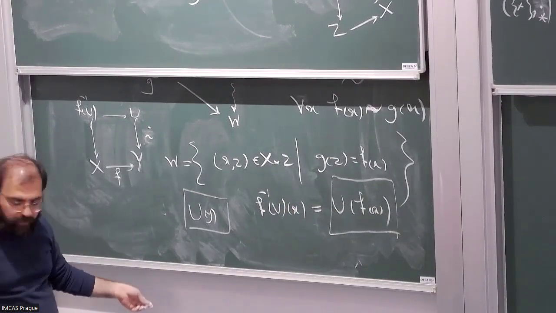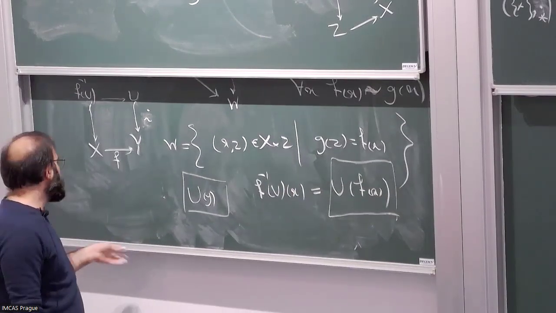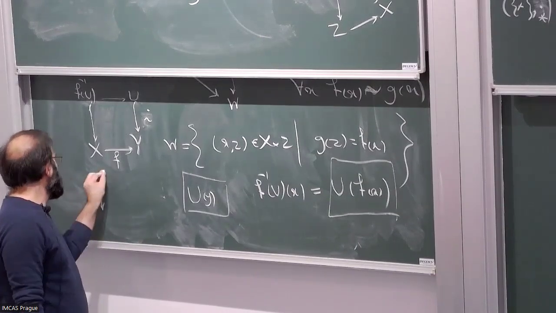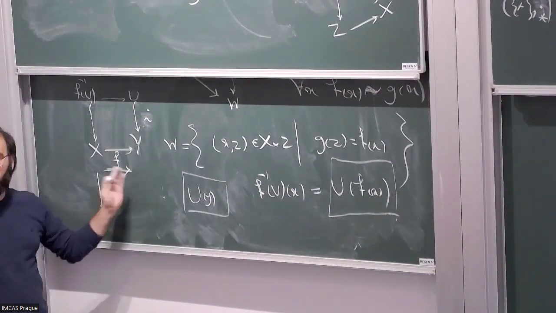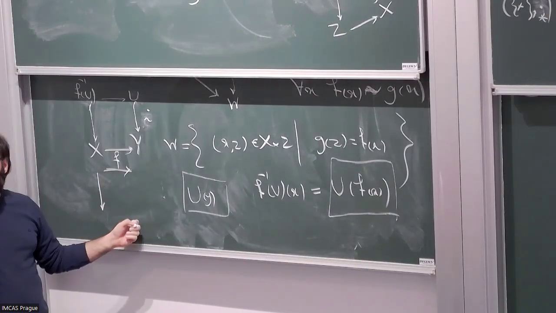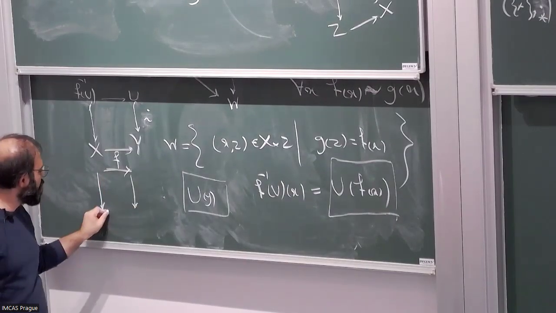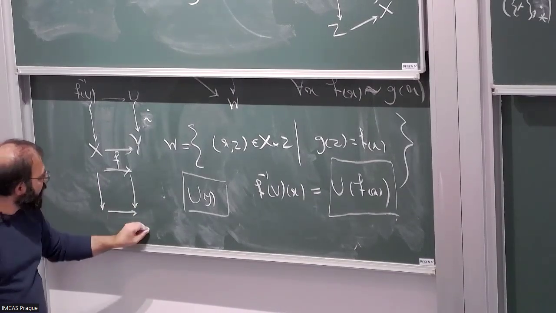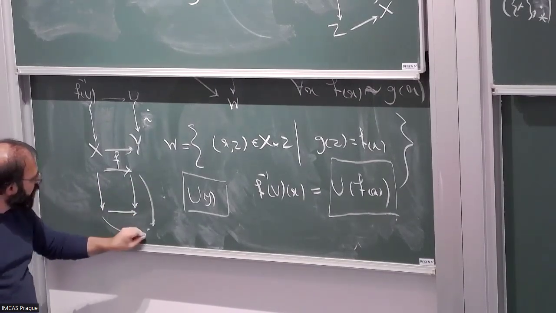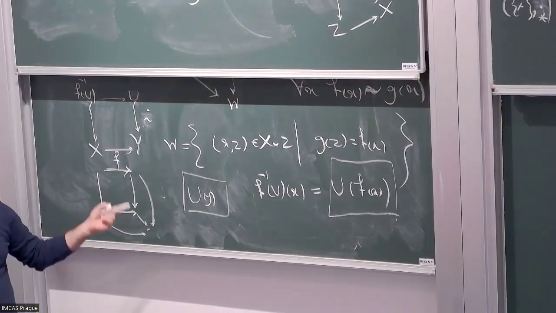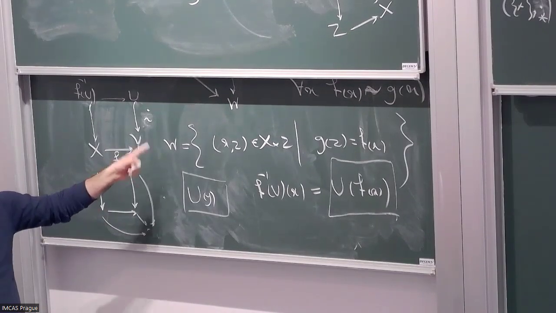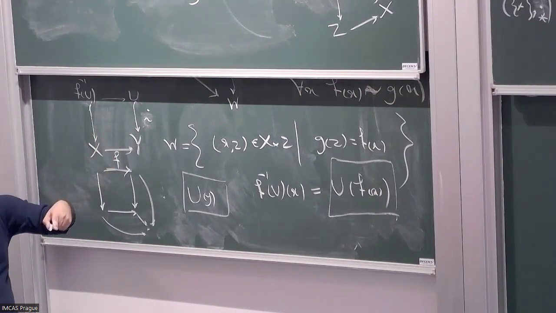There is the dual version. The dual version is that I have two maps like this, and I push out, I fill this corner in the least possible way, meaning that I do this such that for any other guy, there is a unique map like this. What is a pushout in set theory? Of course, it should be the dual of what we did, right?